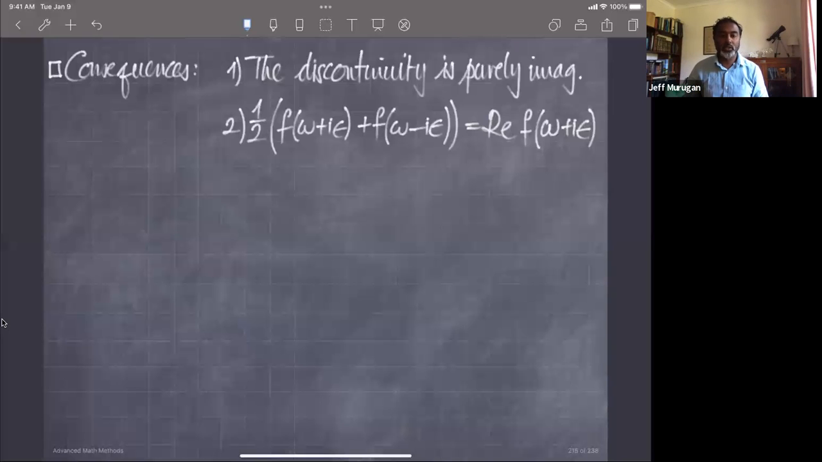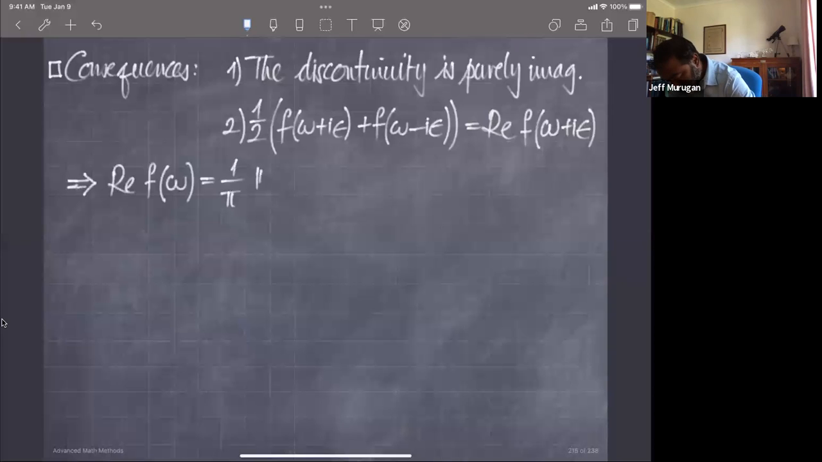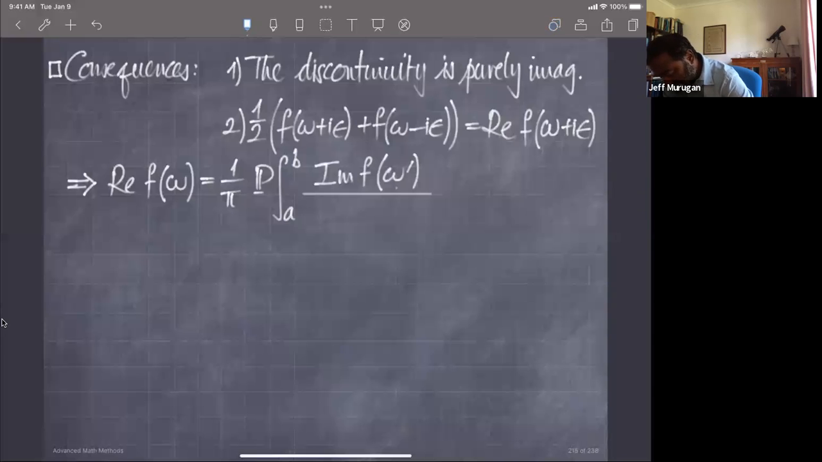And now I can take both of these two facts together and combine them. And this tells me that the real part of the integral f of omega is nothing but 1 over pi times the principal part of the integral from a to b of the imaginary part of f of omega prime, some function of omega prime, divided by omega prime minus omega, integrated with respect to omega prime.